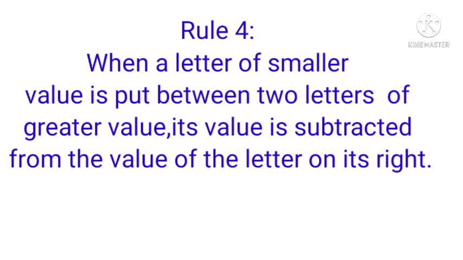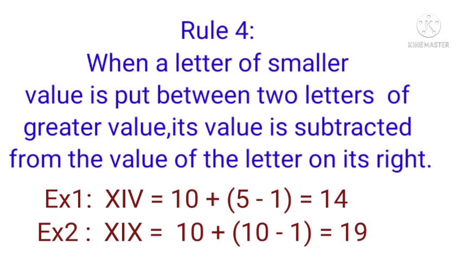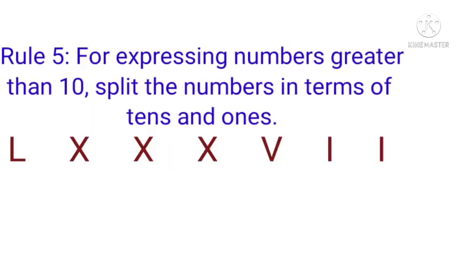Rule 4. When a letter of smaller value is put between two letters of greater value, its value is subtracted from the value of the letter on its right. For example, XIV, which is equal to 10 plus 5 minus 1, which is equal to 14. Example 2, XIX, which is equal to 10 plus 10 minus 1, which is equal to 19.